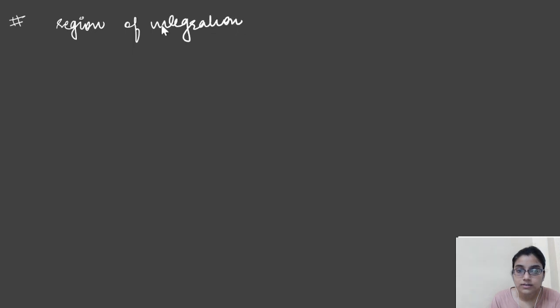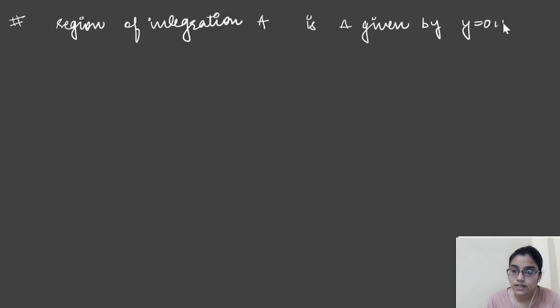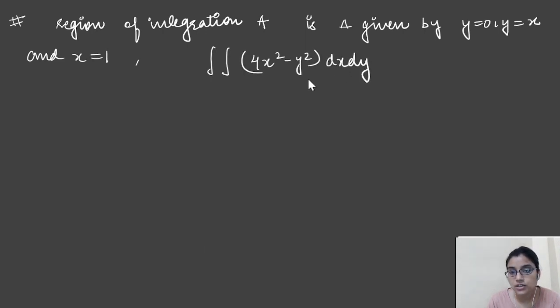Okay, so the question that we have is, we have been given the region of integration A, which is the triangle given by y equal to 0, y equals x, and x equals 1. And we have to find the integral of 4x square minus y square dx dy. This is the integration that we have to find out under this domain A.